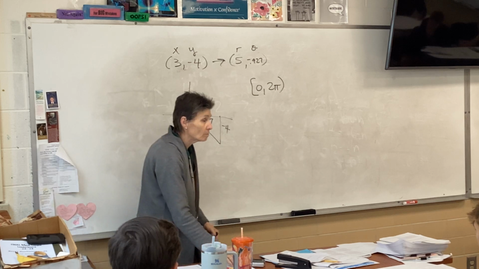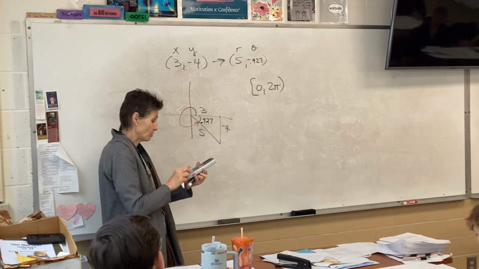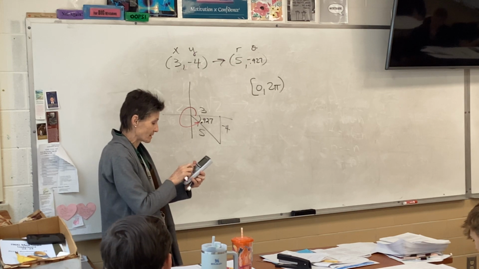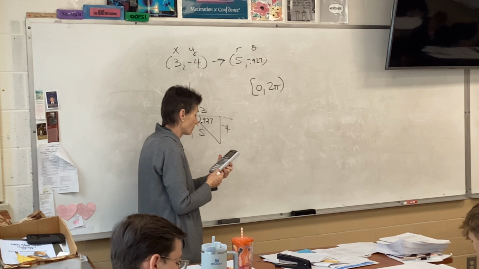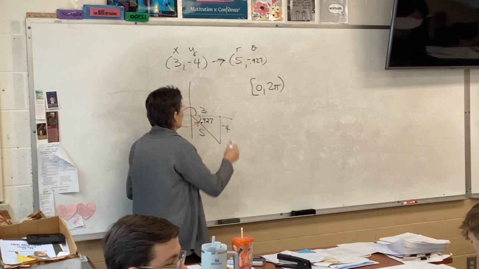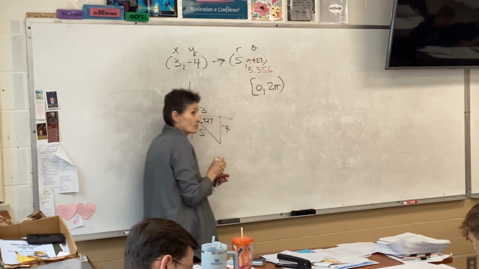So what are we going to do? Add 2 pi. Yep, if you have the negative, you're going to add 2 pi. I'm going to subtract 2 pi because I've got the positive here. So it's going to be 5.356. So 5.356 is the correct answer.